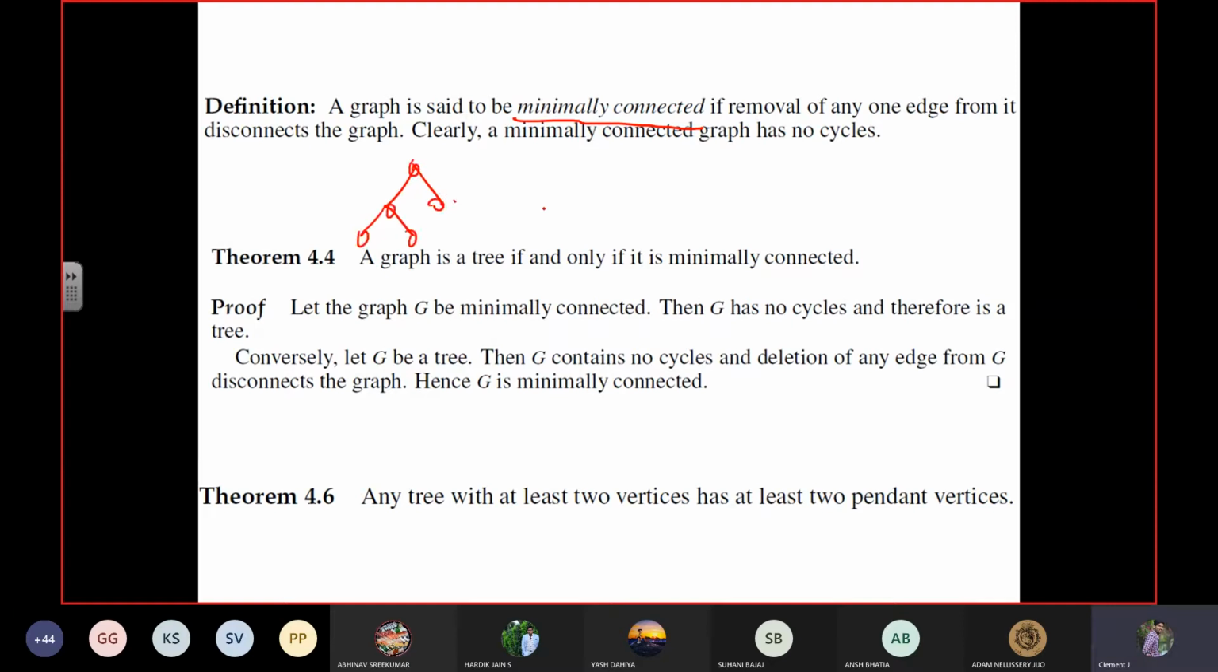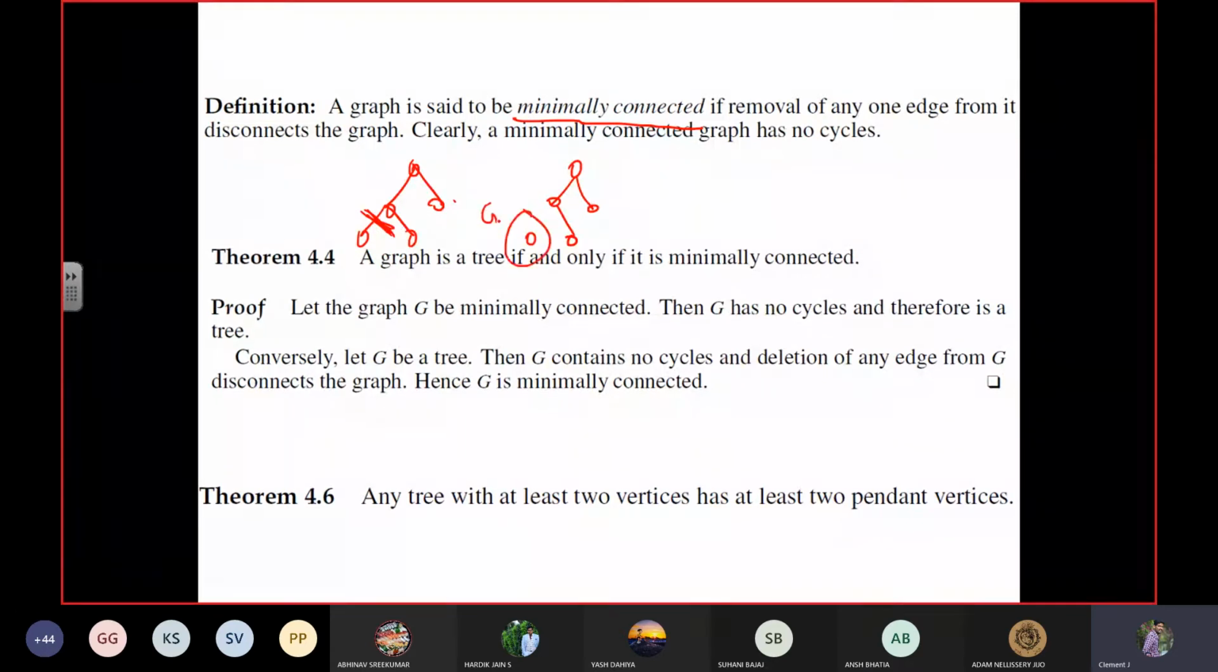Now this is a connected graph, but it does not have any cycle. So certainly this is a tree. If I remove only one edge, which can be any edge, then the graph decomposes into 2 components. Here I have removed this edge, and then this graph decomposes into 2 components.